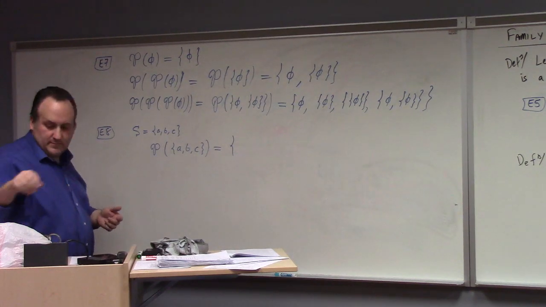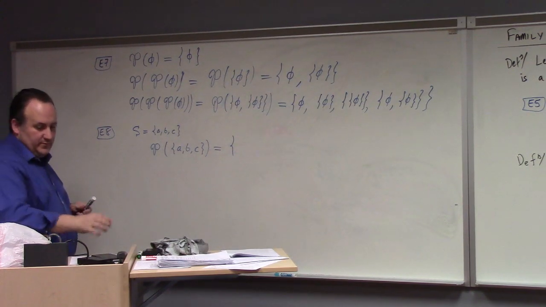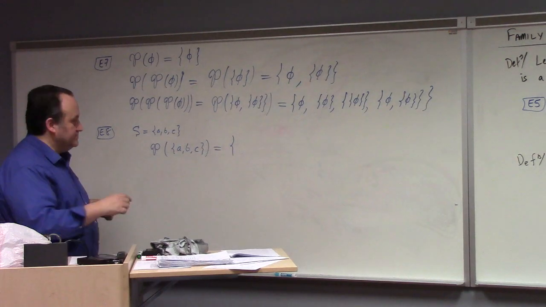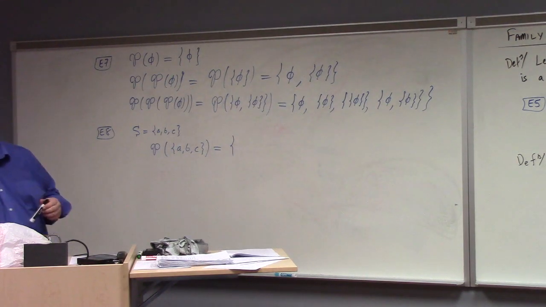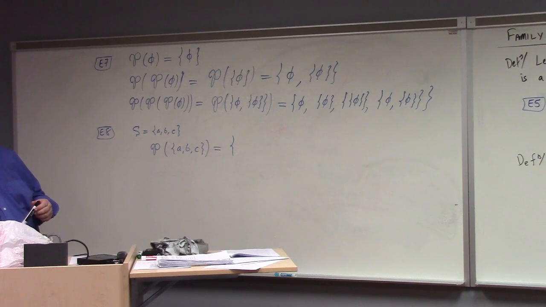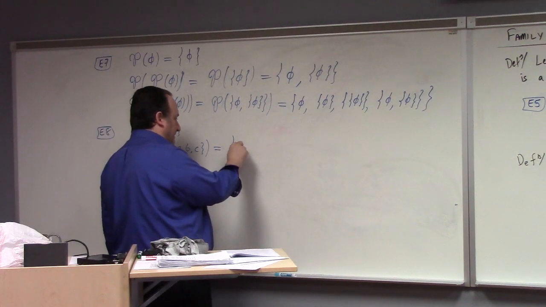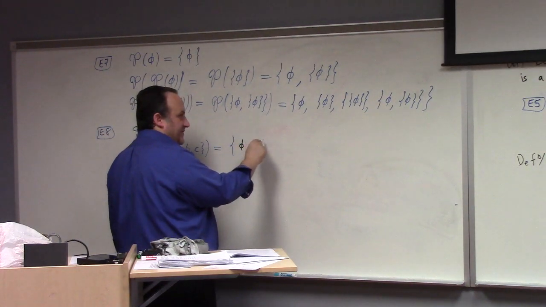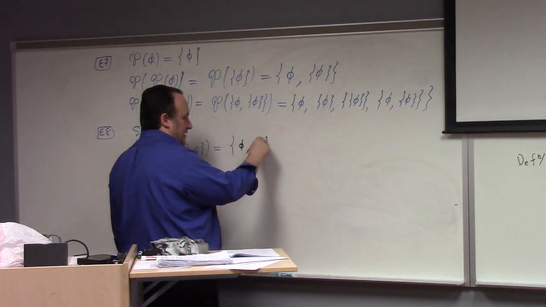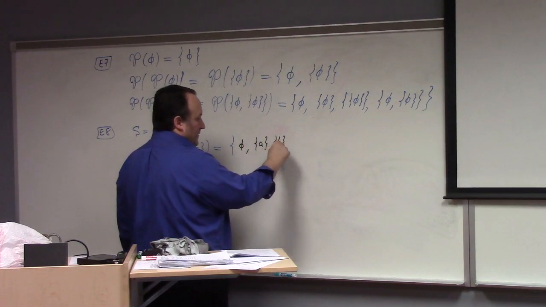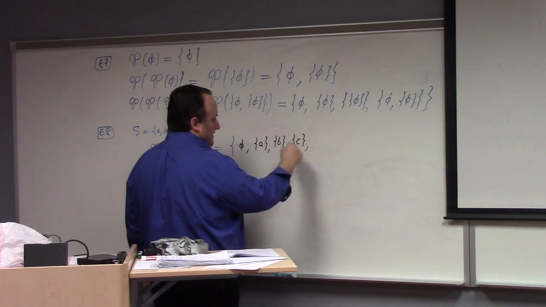So, what do we have? We've got the empty set, right? And how about what else do we have here as subsets? We've got the set containing A, the set containing B. These are the singletons, the set containing just one element.